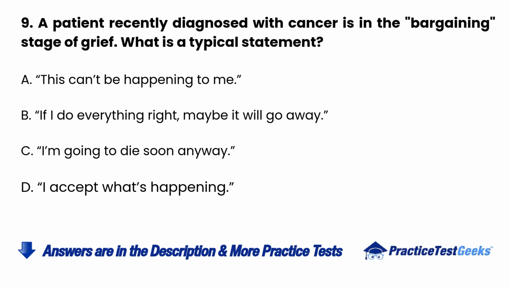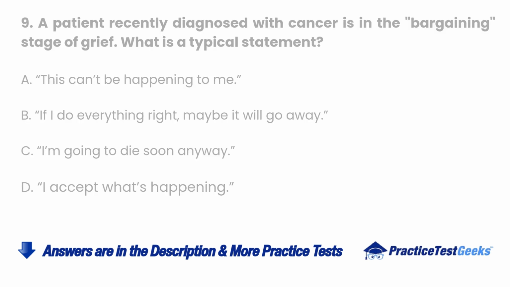9. A patient recently diagnosed with cancer is in the bargaining stage of grief. What is a typical statement? A. This can't be happening to me. B. If I do everything right, maybe it will go away. C. I'm going to die soon anyway. D. I accept what's happening.